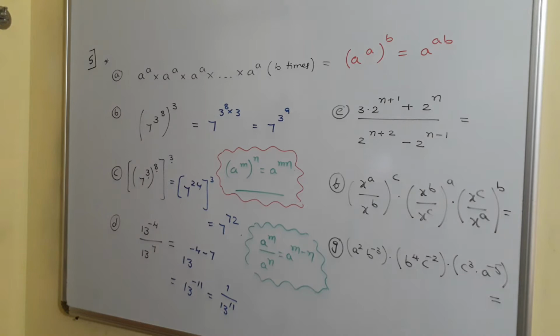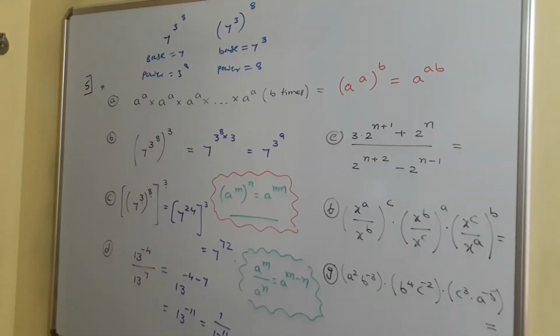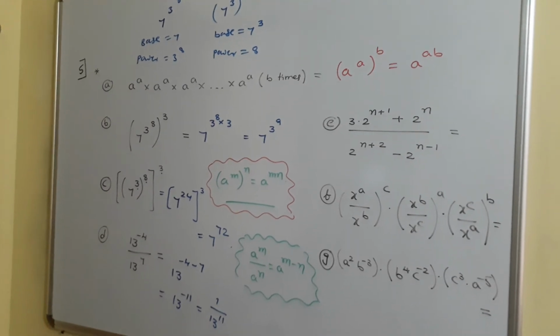Just observe these 4 problems first, and then I will handle E, F, G. Note down, take a screenshot. Just observe there. For 7 power 3 power 8, the base is 7 and the power is 3 power 8. Whereas for 7 power 3 whole power 8, the base is 7 cube and the power is 8. And that's why there is a bit of difference in calculating its values also.